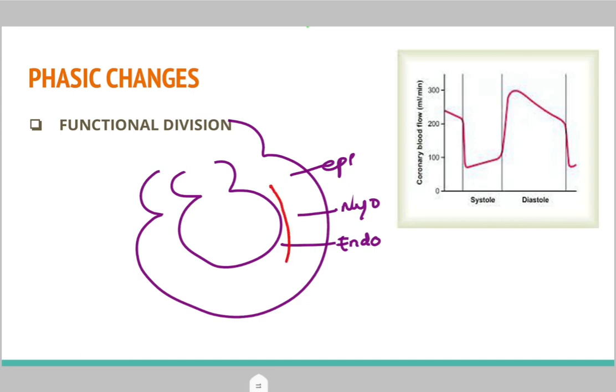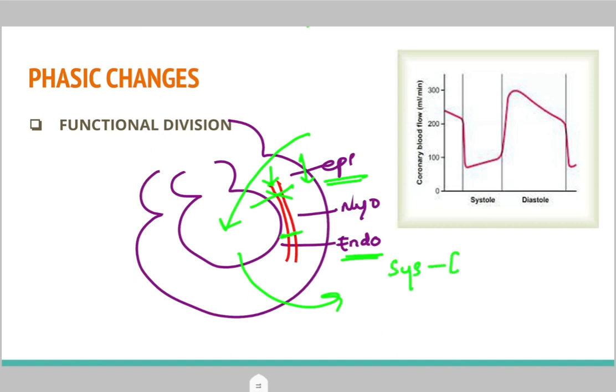So let us consider a blood vessel. What happens during systole is it contracts towards the inside. So the pressure is exerted on the endocardium. So this blood vessel gets compressed and it does not receive any kind of blood flow, whereas the epicardium receives some amount of blood flow. And during diastole, the heart muscle will expand. So this blood vessel also expands and it receives blood flow.